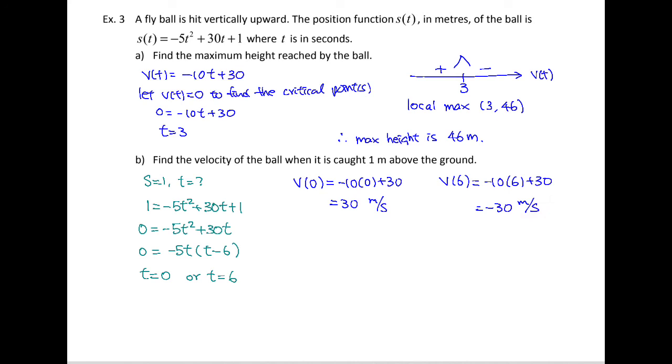So therefore, the velocity of the ball is negative 30 meters per second when it is caught 1 meter above the ground.